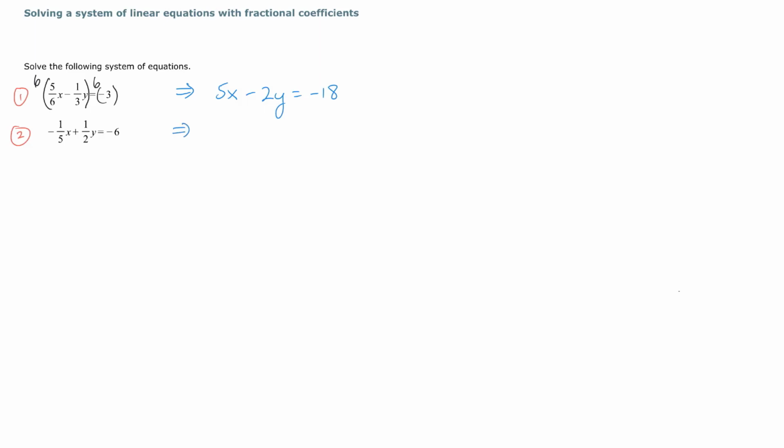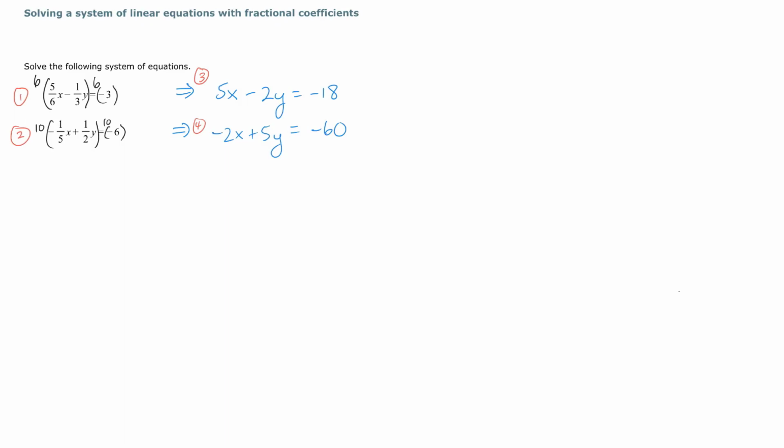Equation 2, what is the LCM of 5, 2, and 1? That is 10. So let's multiply both sides of the equation by 10, and we'll get another equation. We'll get negative 2x plus 5y is equal to negative 60. And now you could either use a substitution method or the addition method. Let's try to use the addition method here. Why don't we temporarily eliminate the y's? So this is equation 3 now, and this is equation 4.